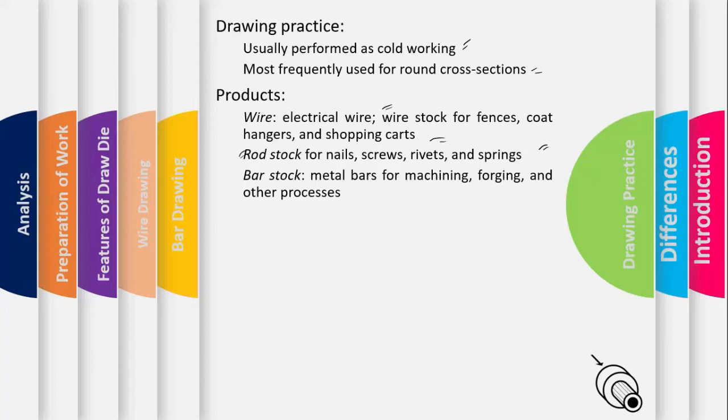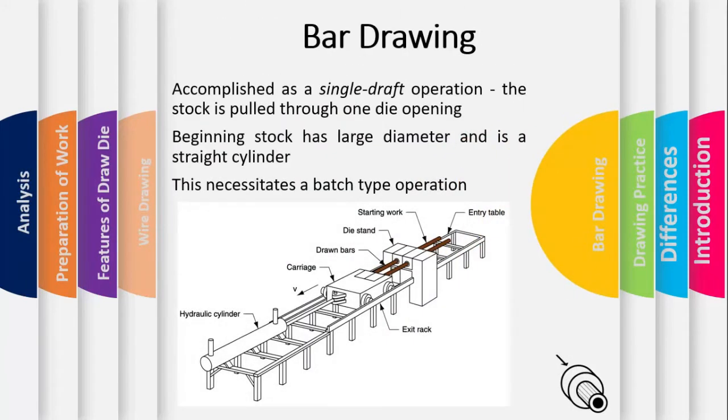So what actually bar drawing is, we will first go through bar drawing, then we'll move towards wire drawing. In the case of bar drawing, it is accomplished as a single draft operation. You know what the draft was? Remember, in the case of rolling, the draft was initial thickness minus the final thickness. It means whatever we achieve in a single pass. That's how we used to find out the draft initially, to find out the capability of our mill. So draft was whatever we are achieving or changing in the dimension in a single pass.